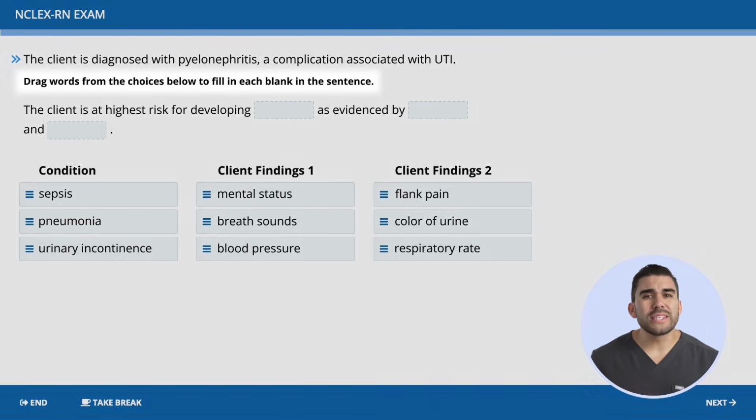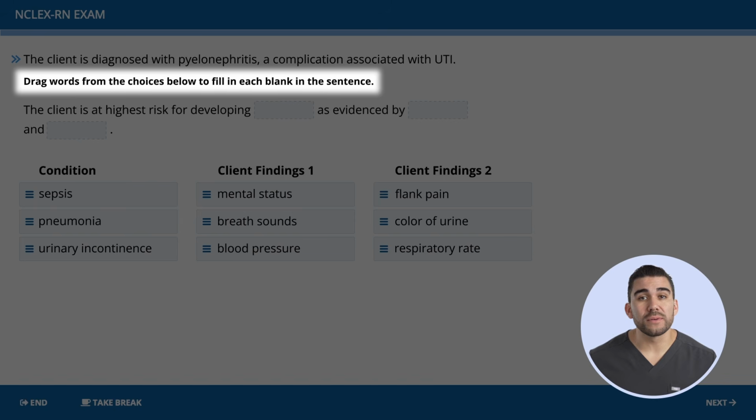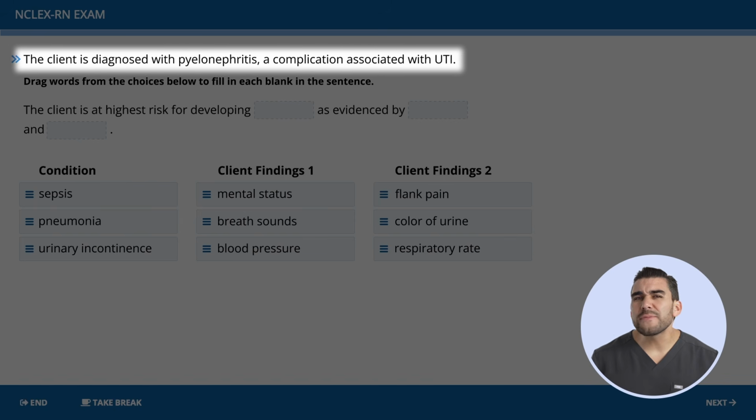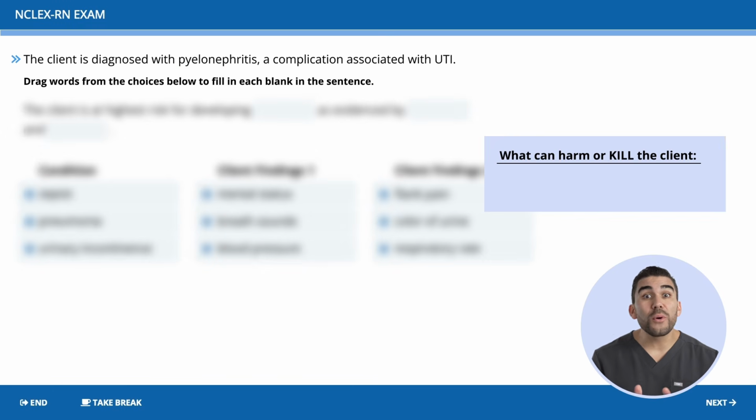In this question, we simply have to drag words from the choices below to fill in each blank in the sentence. So the problem here, we have to identify the potential complications of pyelonephritis, that kidney infection. So for the solution, before looking at the options, what can kill or harm this client with pyelonephritis? Well, number one is sepsis, that blood-borne infection. And number two could be acute kidney failure.